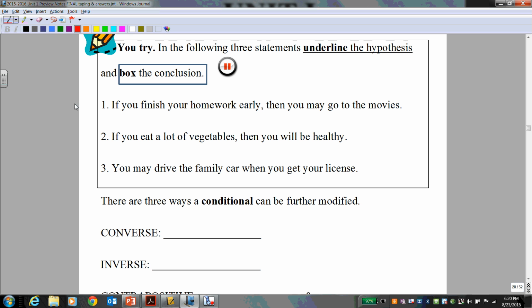In the following statements, I'd like you to underline the hypothesis. And remember, the hypothesis is the cause. And box the conclusion, the effect. Ready? These three statements, underline the cause, the hypothesis, and box the conclusion or the effect. Do that yourself. Pause the video, do statements 1, 2, 3. Pause.